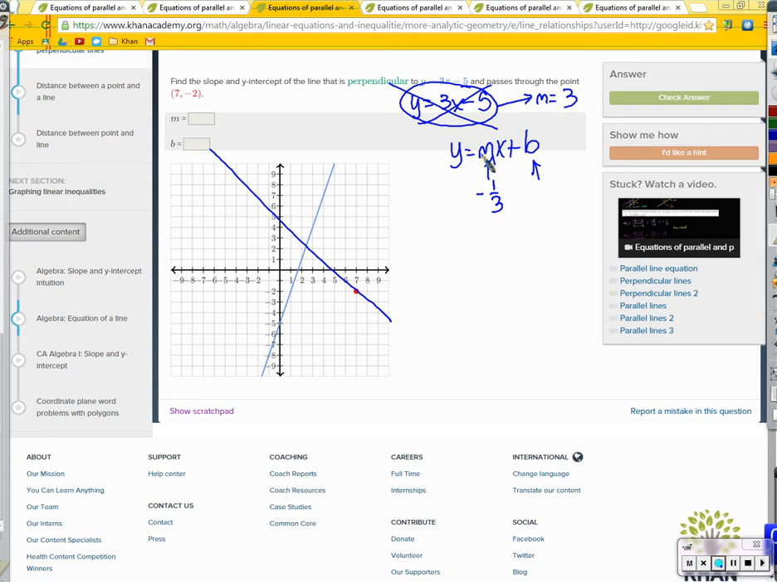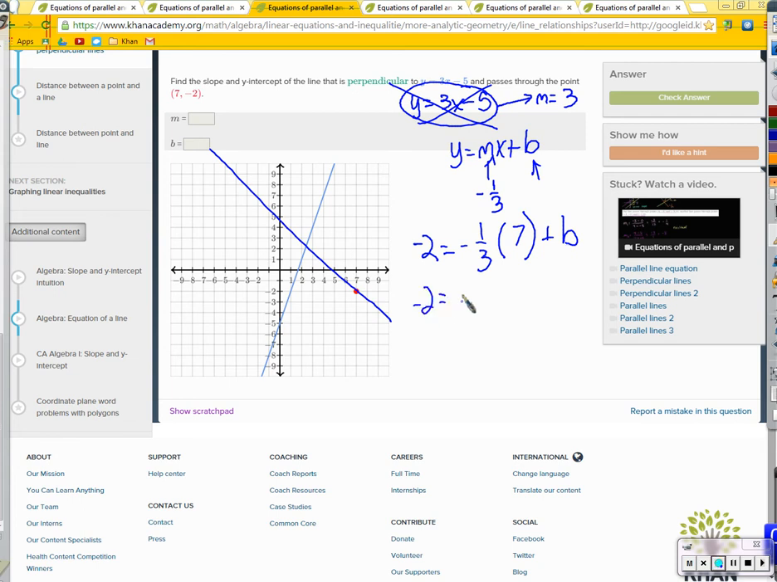We also plug into the equation x is 7 and y is -2. That's what this function will do. When you give it 7, it will give you out -2 for y. So -2 for y is equal to -1/3 times 7 plus b. So far, so good? Plug in the x, plug in y, plug in the slope. We're going to figure out what b is.